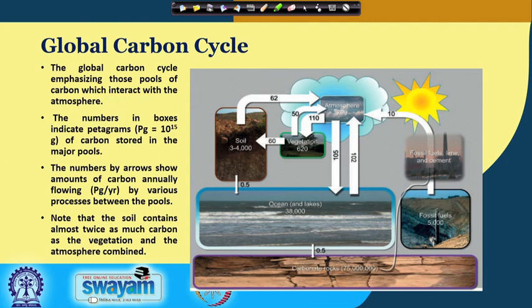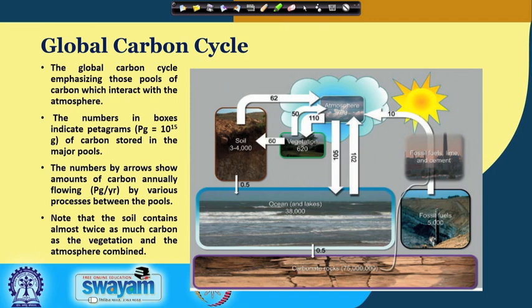Obviously the global carbon cycle, you can see here the numbers inside the boxes are basically indicating the petagrams of carbon stored in that major pool. So in case of soil, obviously 3 to 4,000 petagrams of carbon are stored. The number by the arrow shows the amount of carbon annually flowing in petagrams per year by various processes between these pools. Also you have to note down that the soil contains almost twice as much carbon as the vegetation and the atmosphere combined.